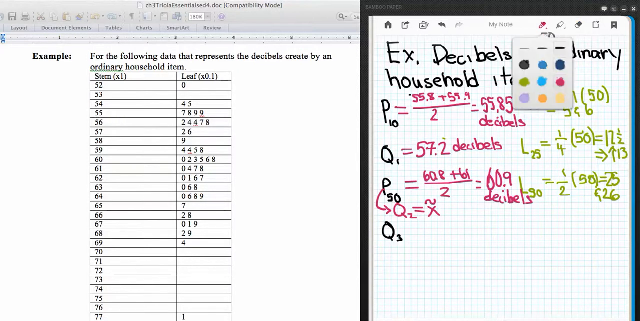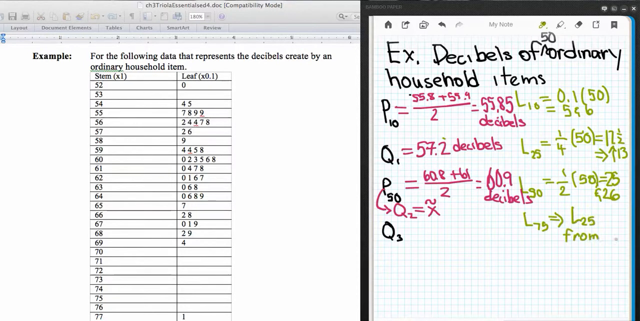Alrighty, going on to our last one. For the L75, you could certainly do this, but what you're going to find is that as you get larger and larger data sets, counting all the way through the data is much harder than just taking the L25 from the top. So I'm going to go back to my L25, and that was 13. So I'm going to do the 13th from the top.